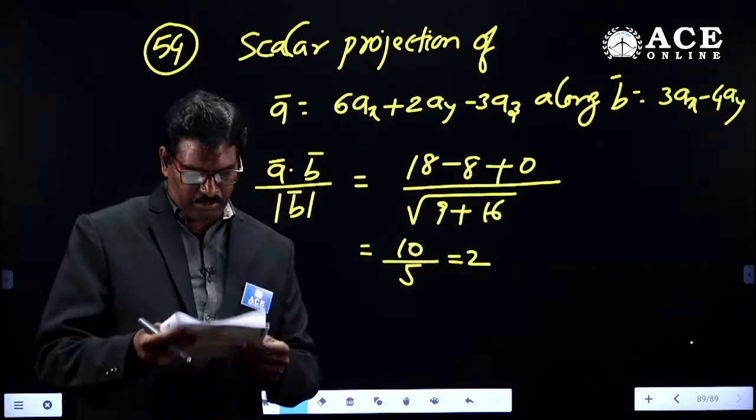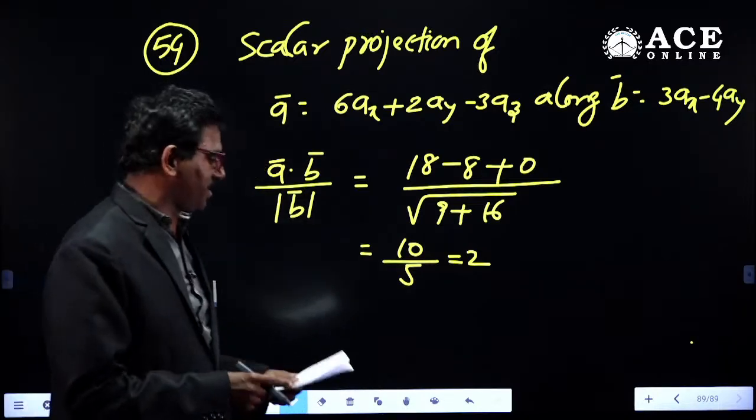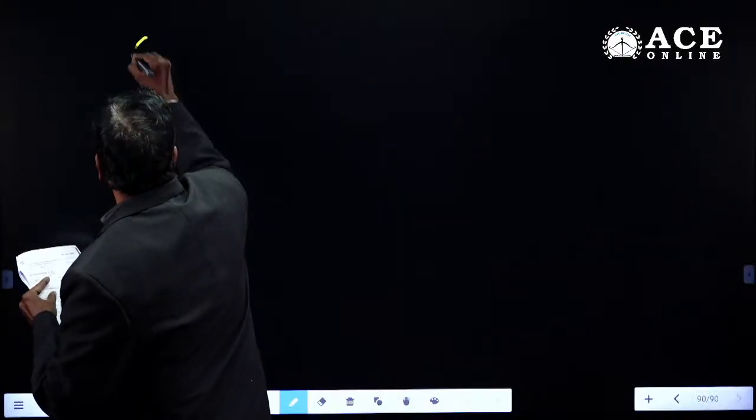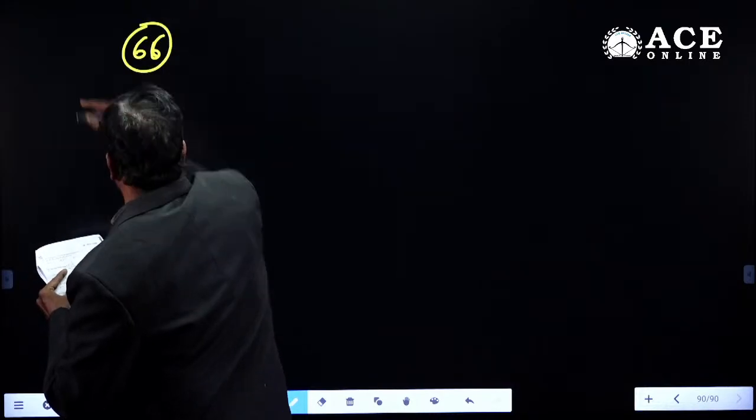Coming to the next problem, problem number 66. Have a look here, that is the number of solutions of the system of equations. This question is related to linear algebra, a system of non-homogeneous linear equations given here. What are the equations here? That is problem number 66.